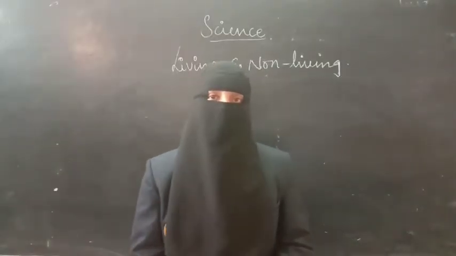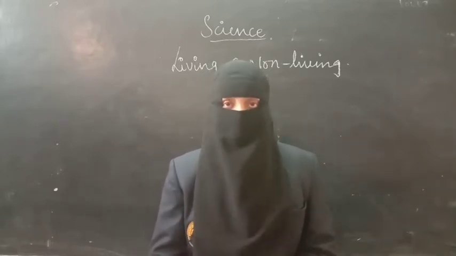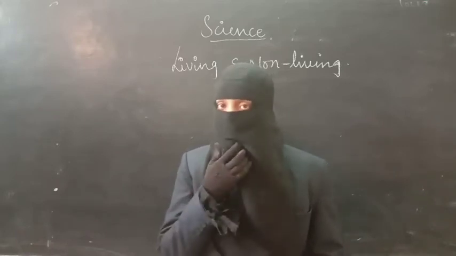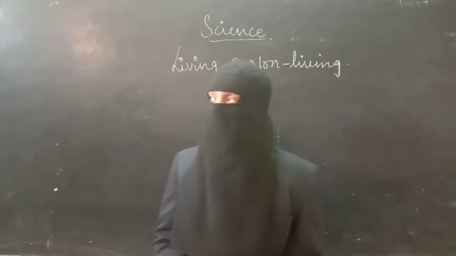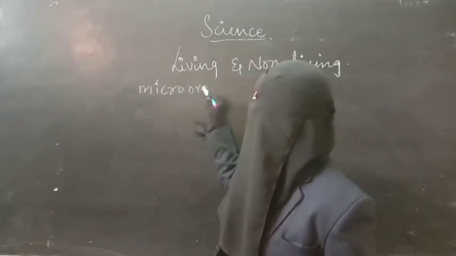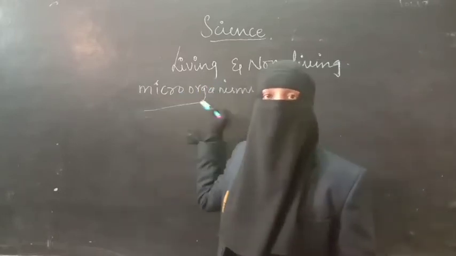Discussed about characteristics of living things and what a dead organism is called. It is actually an intermediate between living and non-living. Now we are going to see about the microorganisms. So what are microorganisms? These are the organisms which are present but we can't see with our naked eyes.